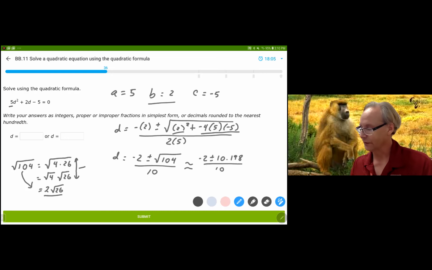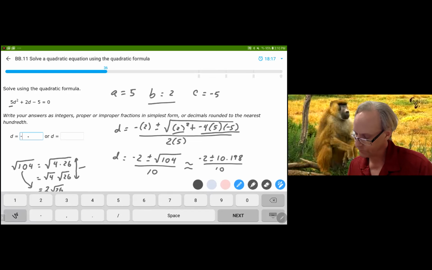The nice thing is that you don't really need a calculator to divide by 10. Just move the decimal one place. So we end up with negative 1.22. And when I add the 10.198, I end up with 8.2.